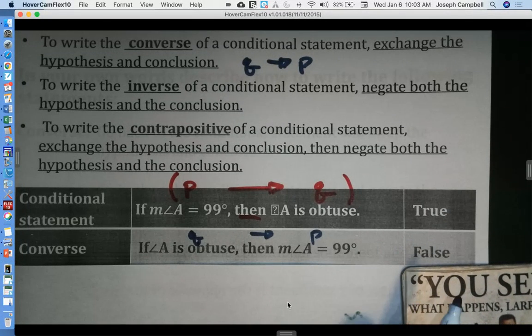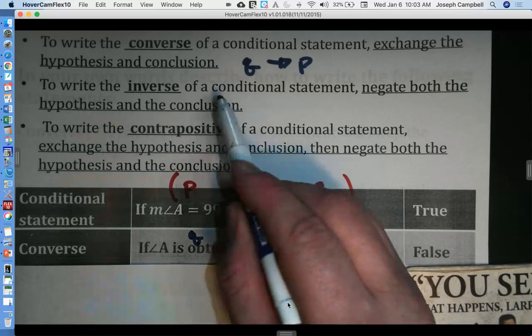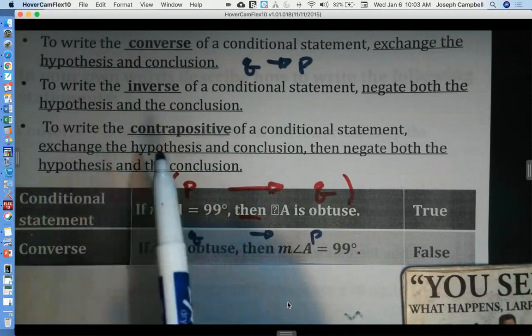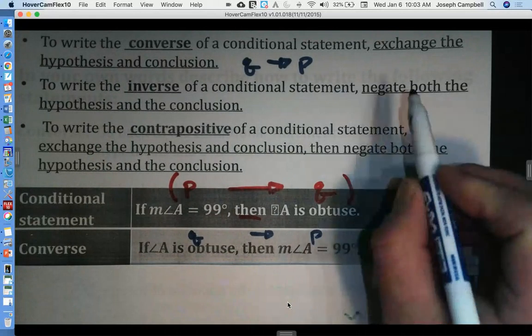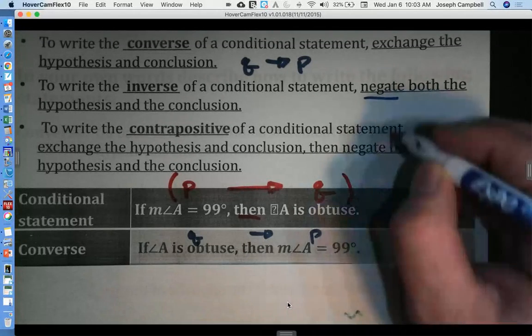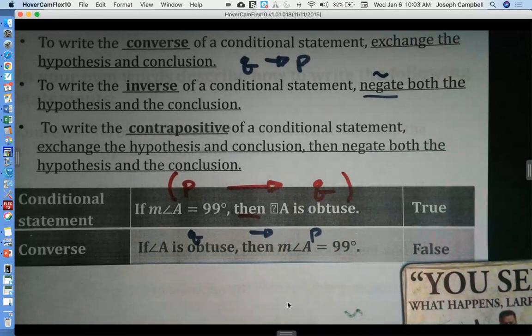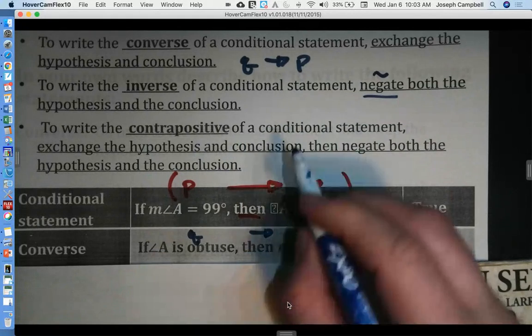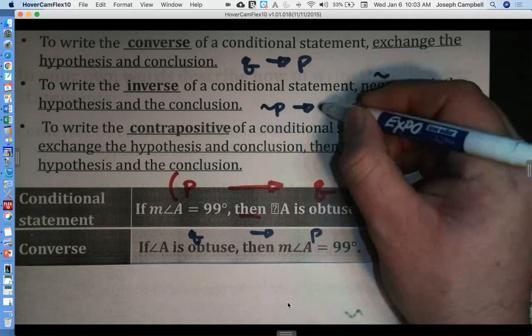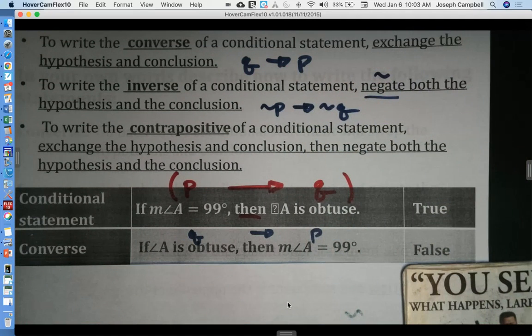The inverse of a conditional statement is when you negate both the hypothesis and the conclusion. Negate, of course, means to take the opposite of, which we will just say is not. We're going to use that symbology to show that in our notation here. So we keep the original order. We just say if not P, then not Q.